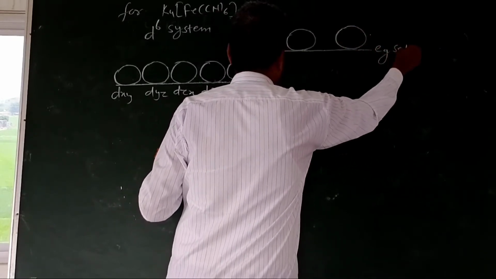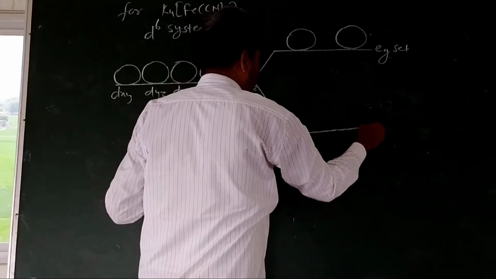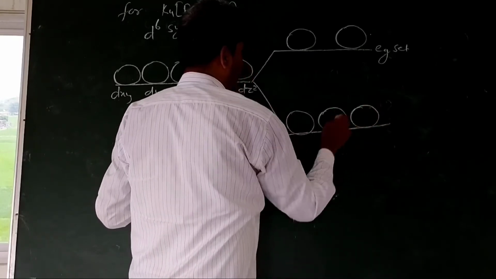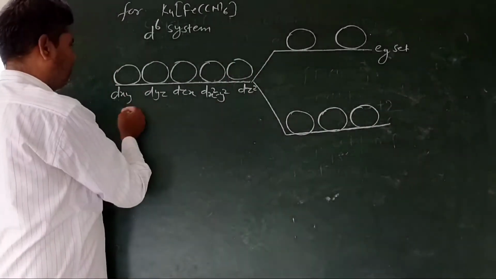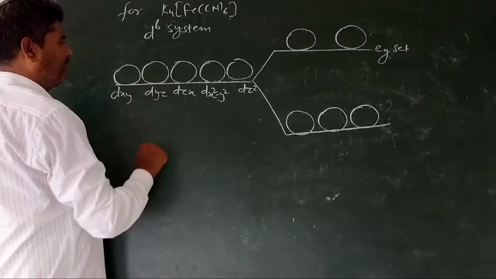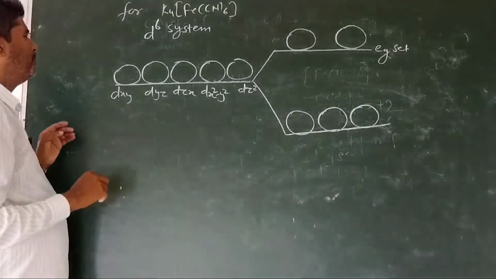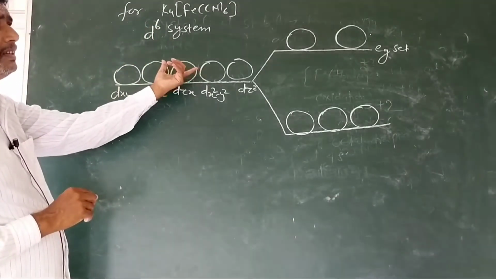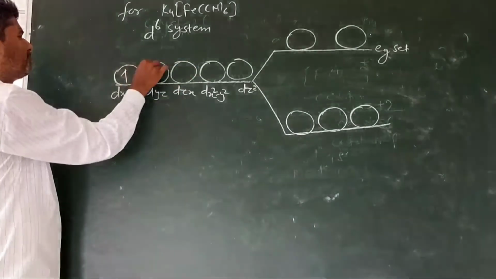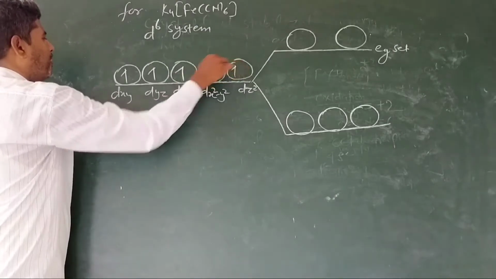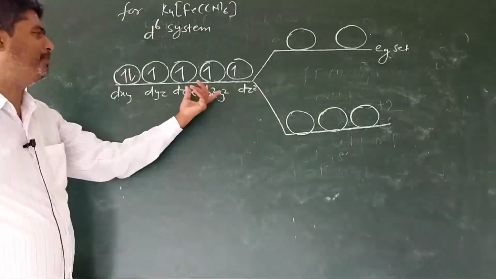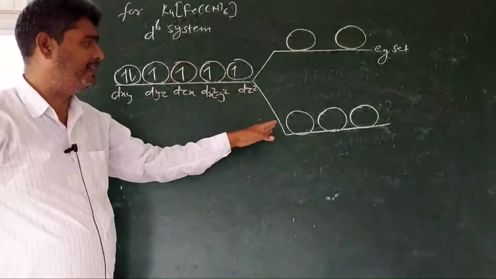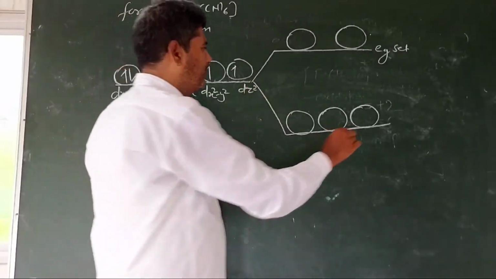EG set, and non-axial orbitals: dxy, dyz, dzx. Now 6 electrons are distributed in the d orbitals according to Hund's rule. This is the distribution before splitting the d orbital. After splitting, two sets are obtained, EG set and T2G set.